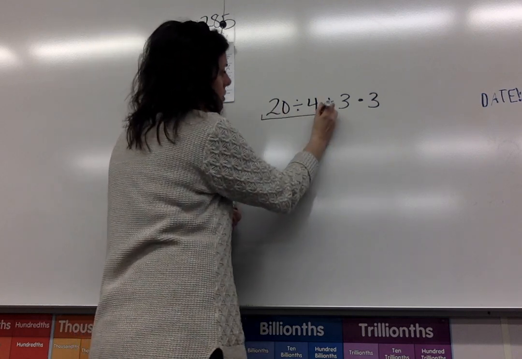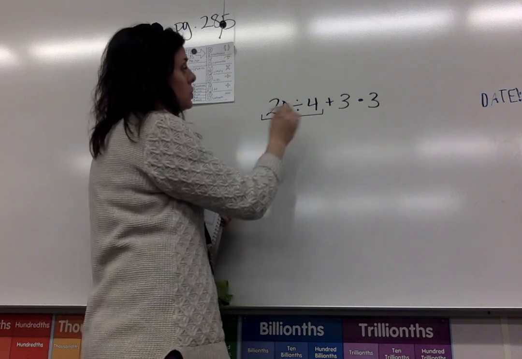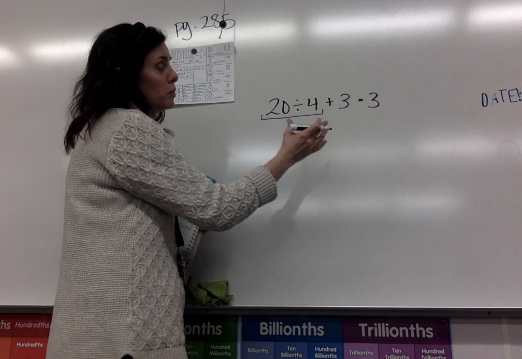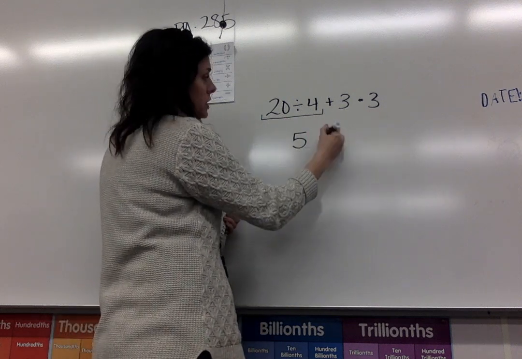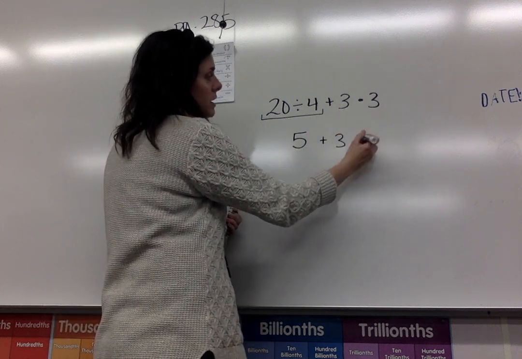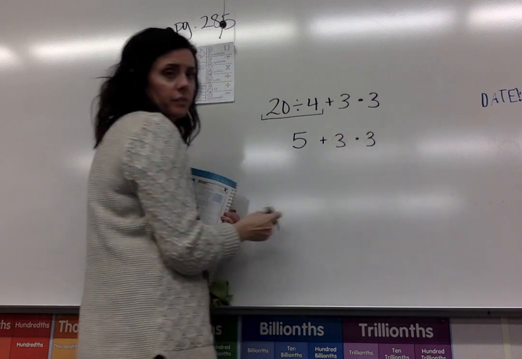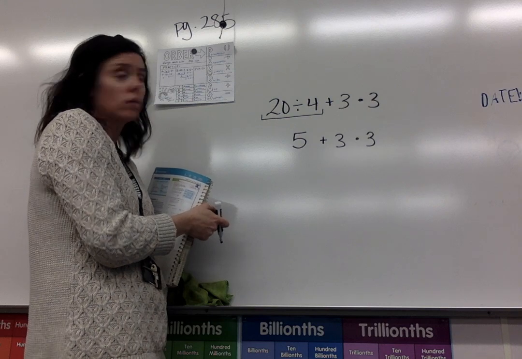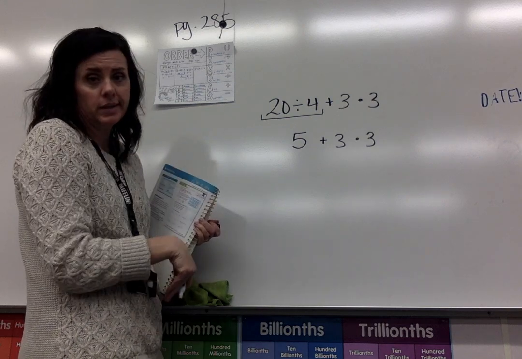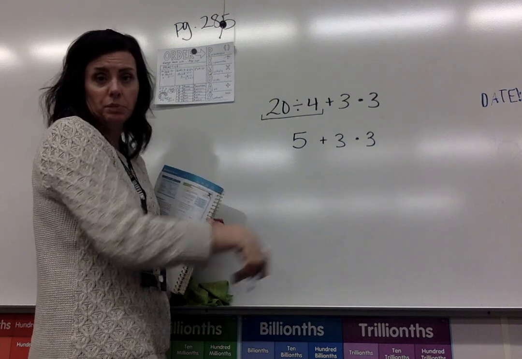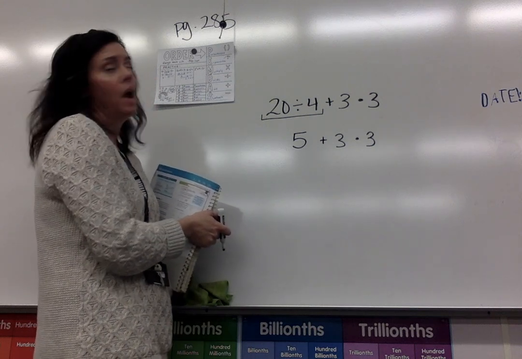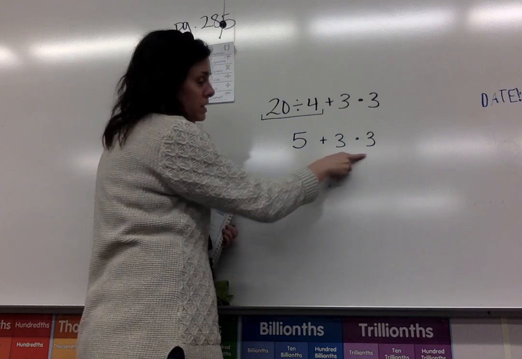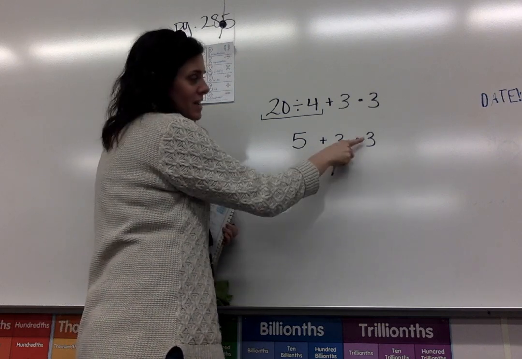So it's this section right here, 20 divided by 4. 20 divided by 4 is 5, right? Then I bring down the rest of my expression. So I bring down the plus 3 times 3. Now we kind of start the process over again. We start with our order of operations. No parentheses, we're fine. No exponents, we're fine. Now I'm to the multiply or divide, and I see which one comes first as I move this way in my expression. I've got addition, multiplication.